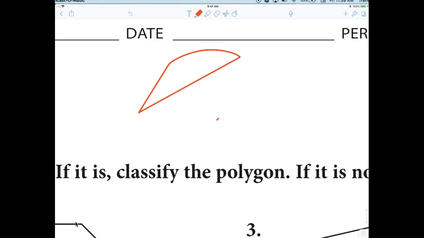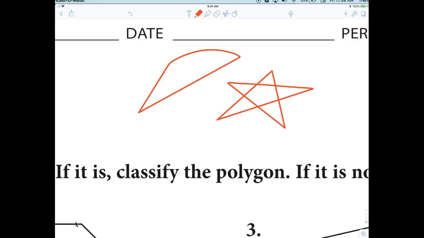Also, tell me about this. No, that is not a polygon. 100% correct. You guys know this. This is a review. It's a nice little review. That's not a polygon because the sides overlap. So the sides cannot overlap.